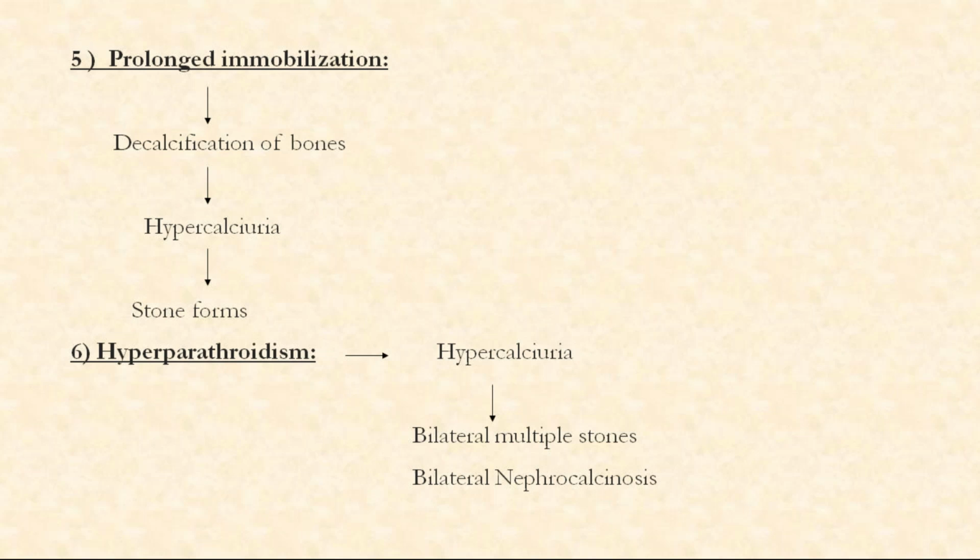Next, as I told you, hyperparathyroidism. The calcium levels are increased in hyperparathyroidism, so that it may lead to hypercalciuria. Multiple stones may develop, and that is called nephrocalcinosis. Nephrocalcinosis means stones present in the kidney. It is usually bilateral.